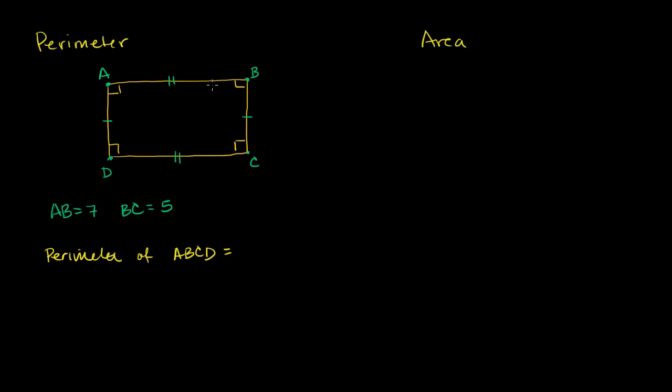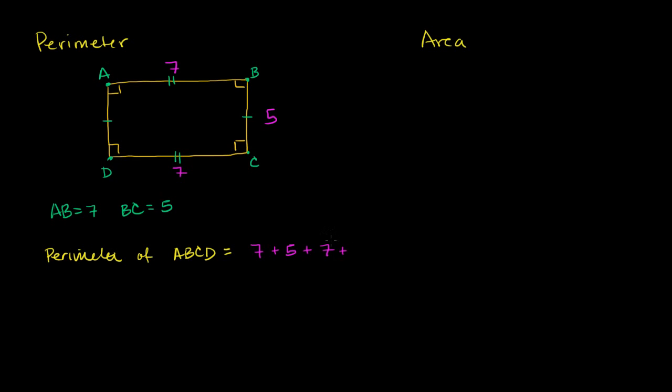If I were to build a fence, if this was like a plot of land, I would just have to measure how long is this side right over here. Well, we already know that side is of length 7. So it'll be 7 plus this length over here, which is going to be 5. They tell us that BC is 5, plus DC, which is going to be the same length as AB, which is 7 again.